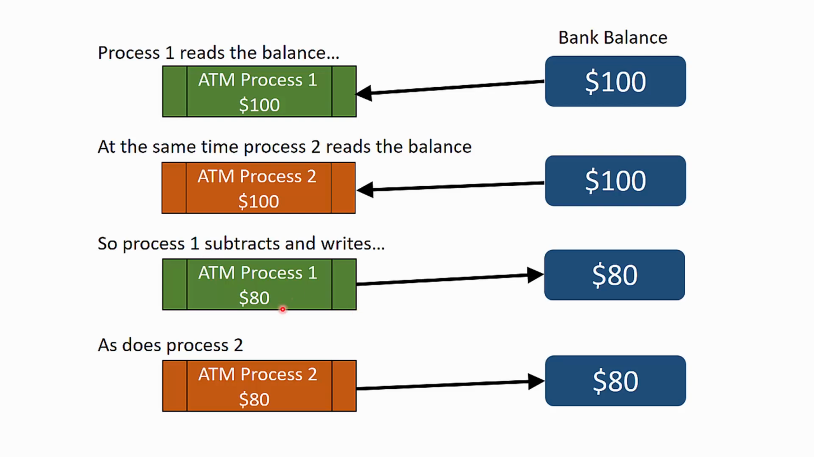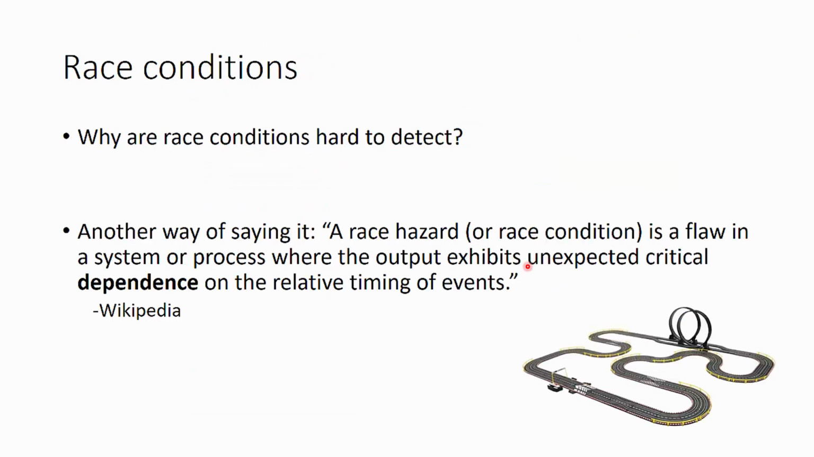Process 1 subtracts 20 and writes it back. ATM 2 subtracts 20 and writes it back. So you've just made $20, right? You pulled 40, made 20 that wasn't there.